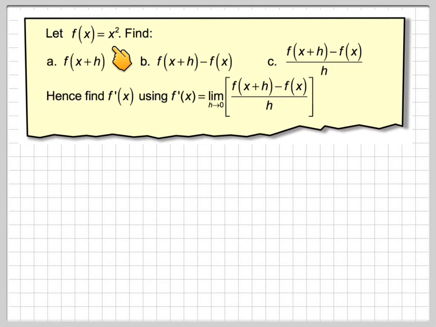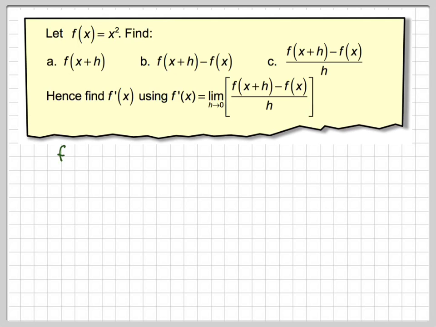Let f of x equal x squared. Find f of x plus h. B. f of x plus h minus f of x. C. f of x plus h minus f of x, divided by h. And then hence find the gradient function f dash of x using f dash of x is equal to the limit as h goes to 0 of f of x plus h minus f of x, divided by h.